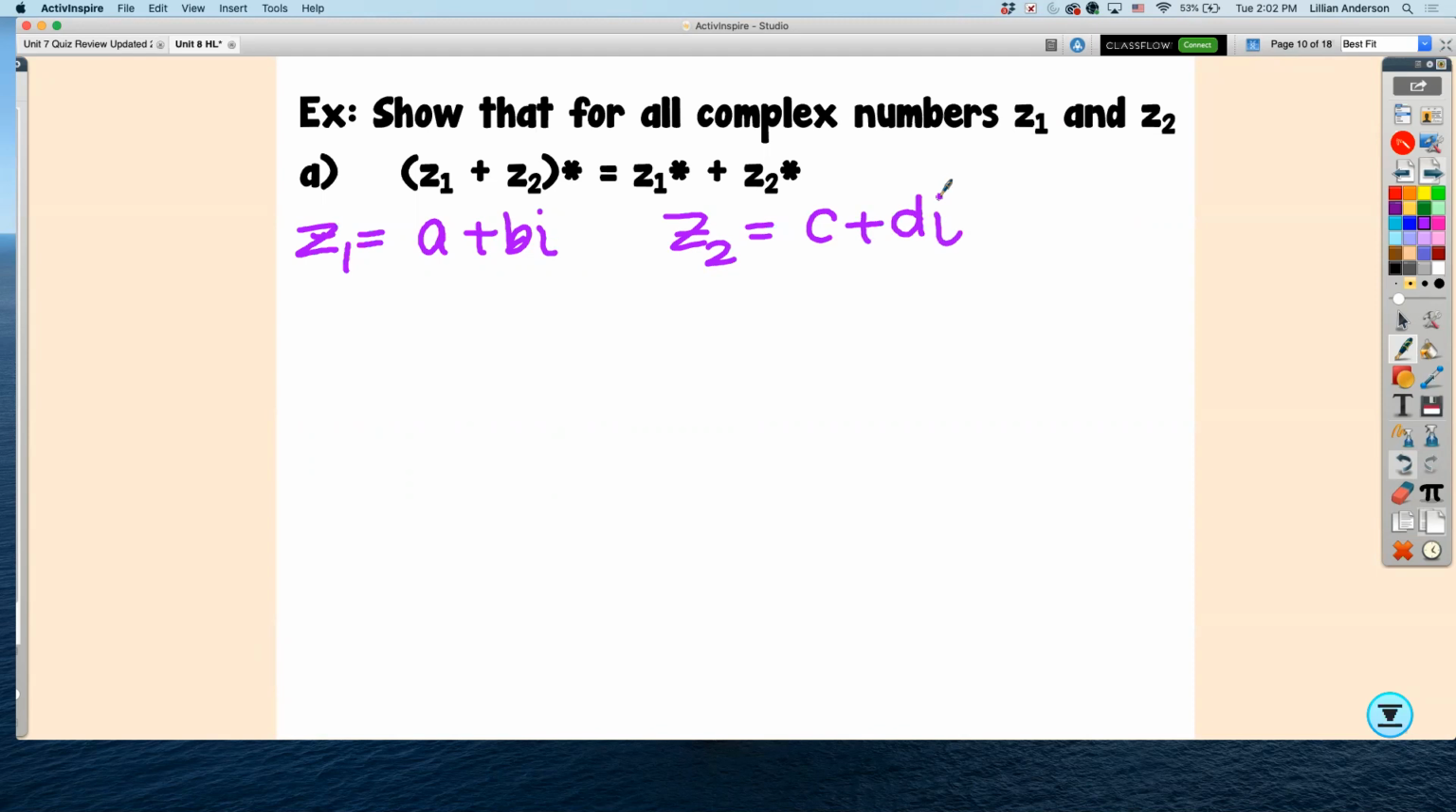C is my real, D is my imaginary. I'm trying to show that Z1 plus Z2, the sum of that to the conjugate, is going to be the right-hand side. I just need to do a little bit of work. Okay, so let me add Z1 plus Z2 together. When I add them together, what do I get?